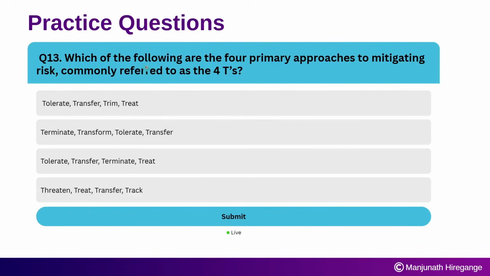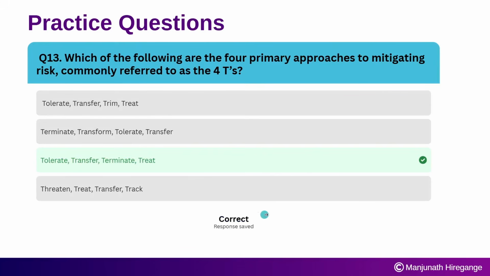Question number 13. Which of the following are the four primary approaches to mitigating the risk, commonly referred to as the 4 T's? Tolerate, transfer, trim, treat, or terminate, transform, tolerate, transfer, terminate, treat, threaten, treat, transfer, track. So this is a little bit trickier, but if you remember some of the common topics related to risk assessment, then easily you can answer. Even in this particular topic, you can easily expect two questions. So the right answer is tolerate, transfer, terminate, and treat.